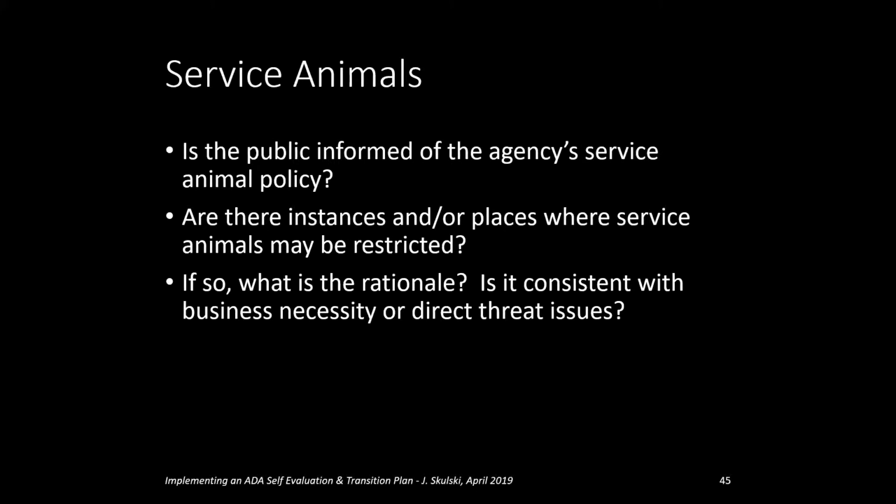And then in the new regulations, there are much more specific examples for how we look at the provision of service animals in our public spaces: what we can and cannot ask in terms of what a service animal does, what types of restrictions might need to be put into place, and what that rationale is, making sure that it's consistent with business necessity or direct threat. So for example, you might have an area that is a protected wilderness area. The national parks, I think, are a really great example.